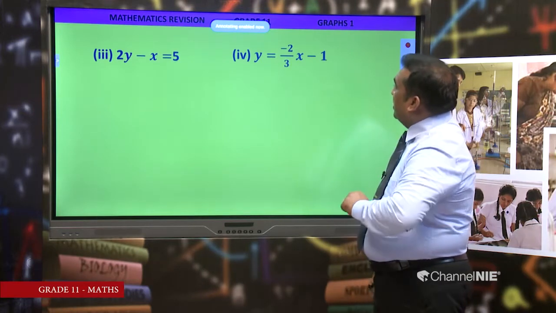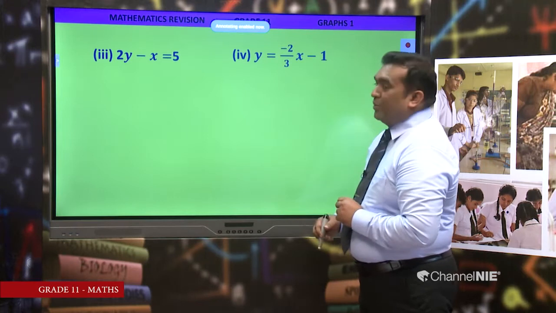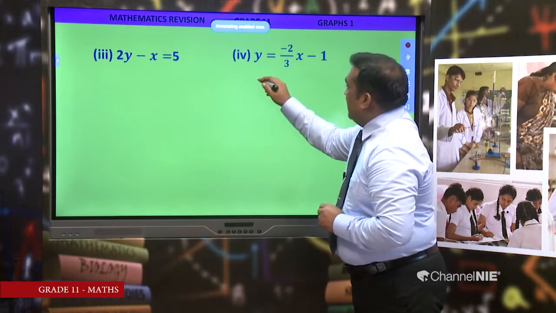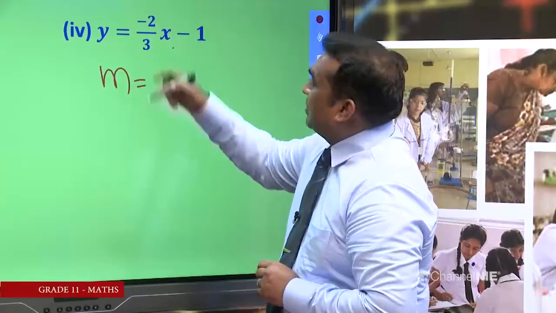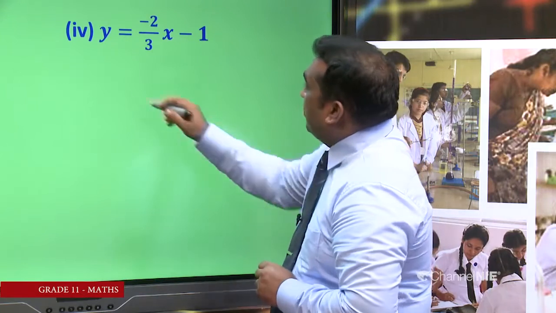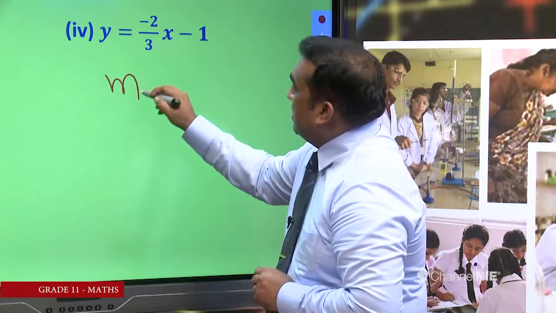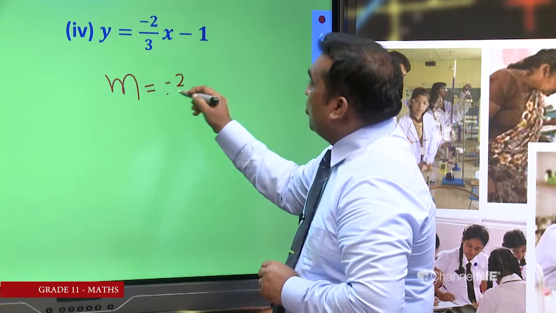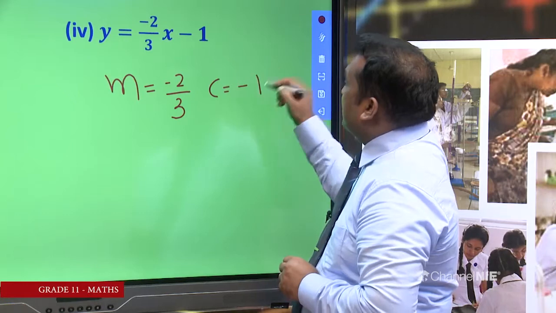In the second question, the fourth one, the gradient is the number in front of x. The number in front of x, therefore we can see the gradient is minus 2 over 3. Intercept is c equals minus 1.